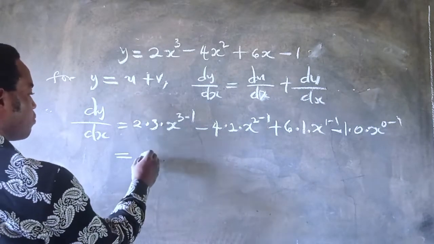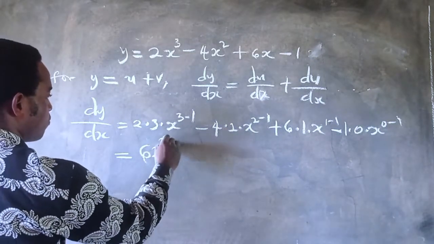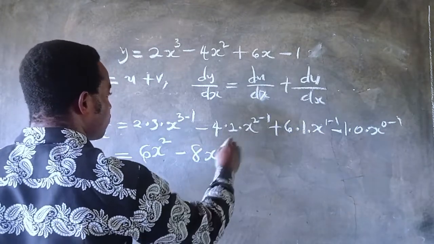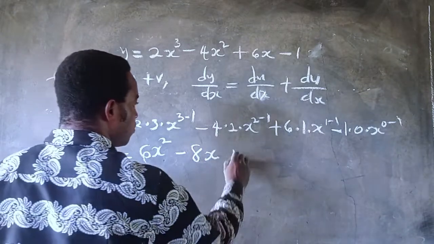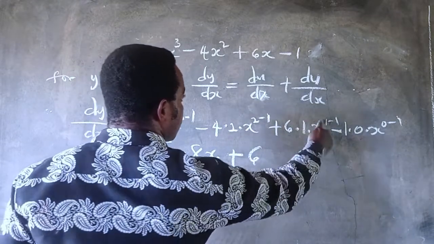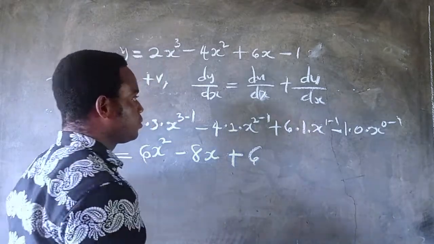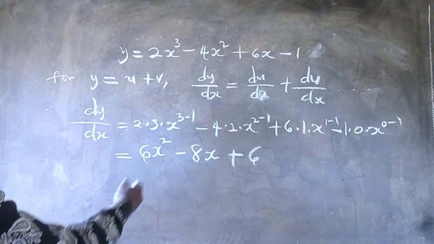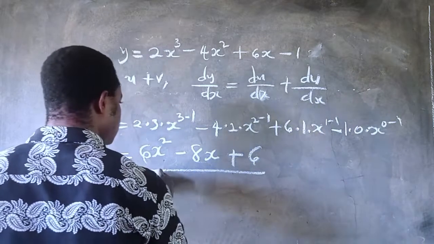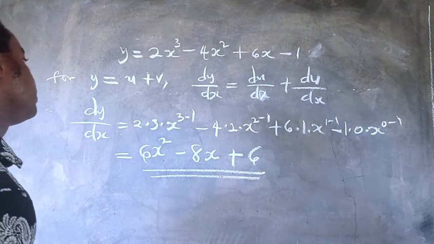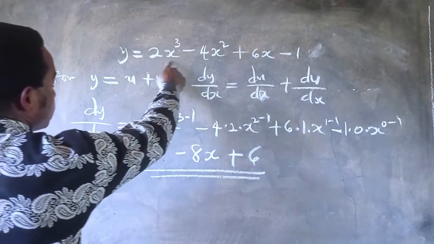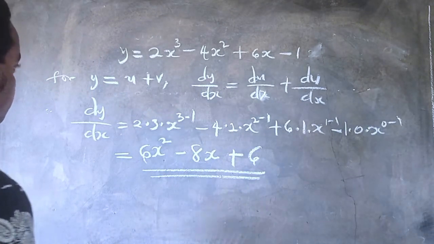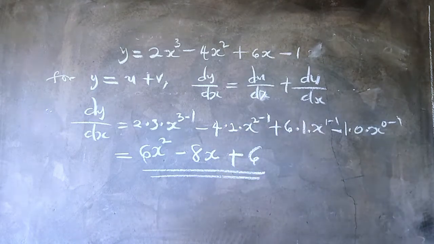So 2 times 3 is 6, x raised to power 2, and minus 4 times 2 is 8, x raised to power 1. We don't have to write that. And 6 times 1 is 6, and x raised to power 0 is 1. And you can say that that 1 is cancelled. So there you have it. That is the expression for dy/dx. That's the derivative of the function up there. So we add them all up, or subtract them as the case may be.